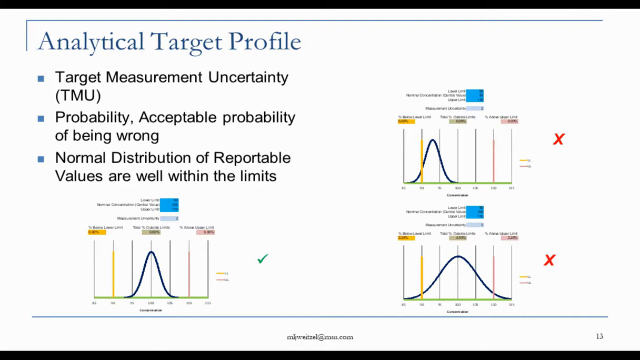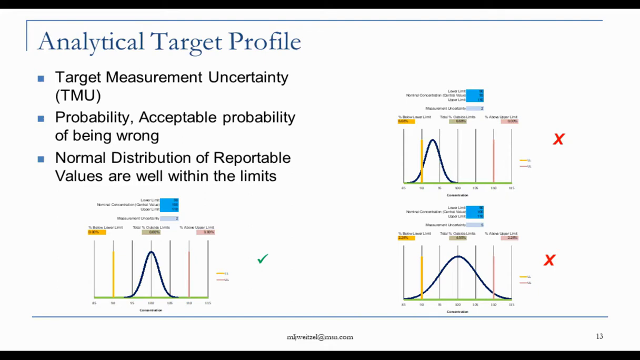Well, the analytical target profile includes the target measurement uncertainty. And that is back to that picture with the clinical and the manufacturing laboratory. That's the size of that arrow. How big can the uncertainty be and the analytical results still be fit for use? That's the target measurement uncertainty. Along with it, the ATP gives the acceptable probability of being wrong.